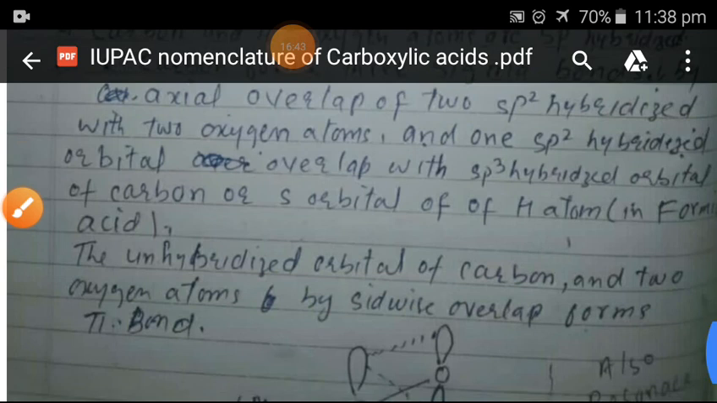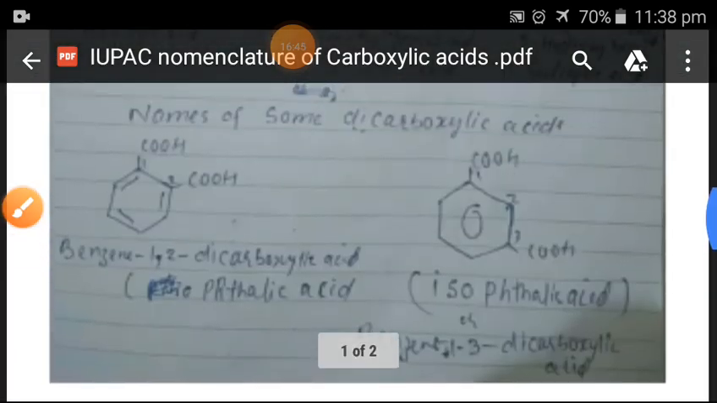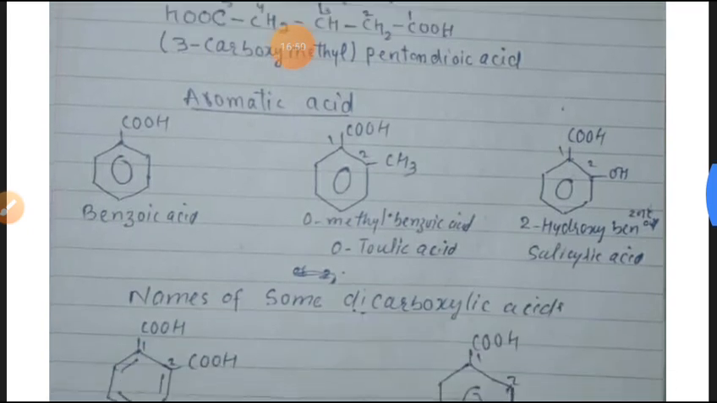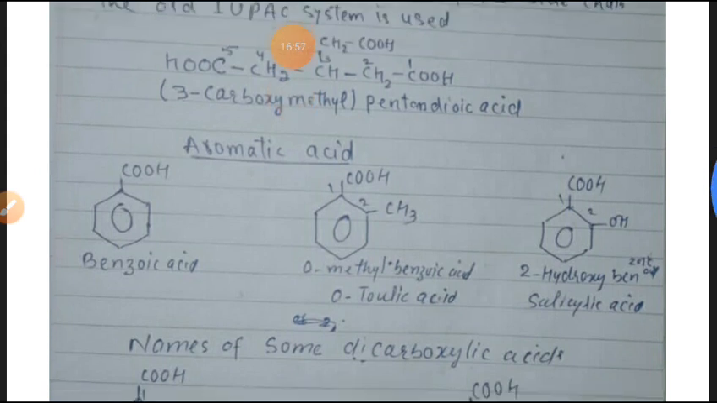So this was all about the nomenclature, and we have taken all the three forms: monocarboxylic acid, dicarboxylic acid, and tricarboxylic acid, aromatic as well as aliphatic, in both the lectures. So this was all about this topic.